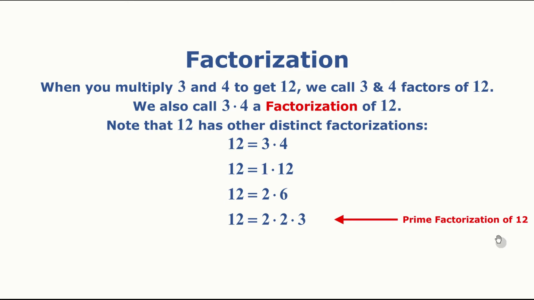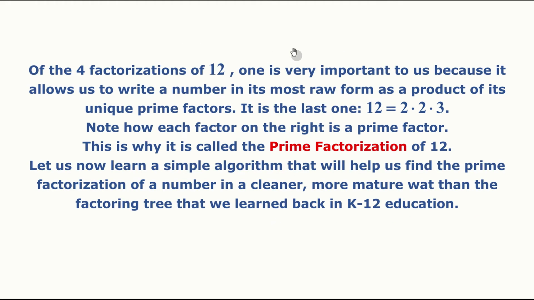And we're going to be playing with the prime factorization of numbers quite often. So make sure you understand prime factorization well. So here we reiterate that of the factorizations of 12, one is very important to us because it allows us to write a number in its most raw form as a product of its unique prime factors. It's the one that we mentioned last on the previous screen. And notice that each of these numbers is a prime. There could be a repetition, that's not a problem, but notice they're all prime when you look at the factors.